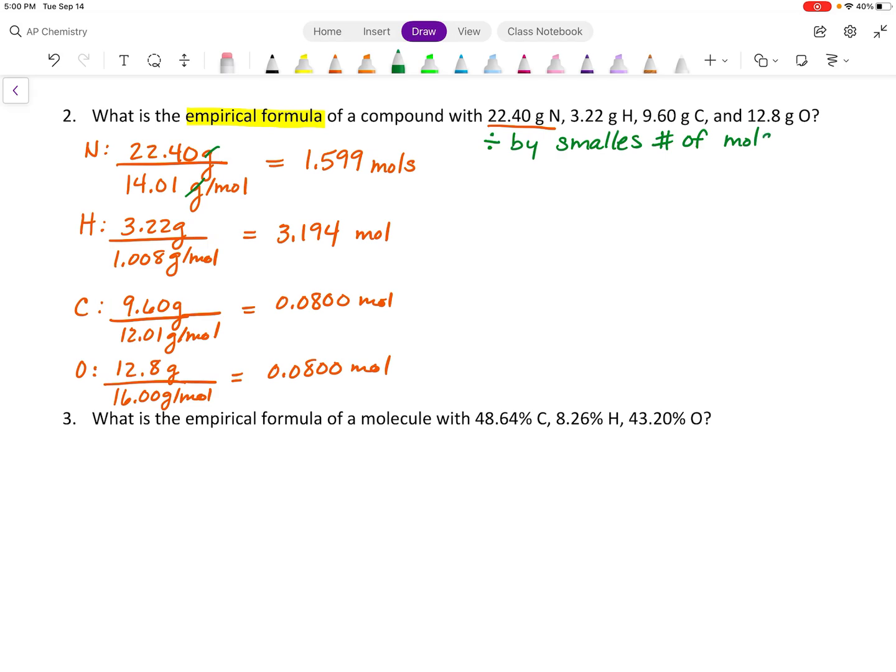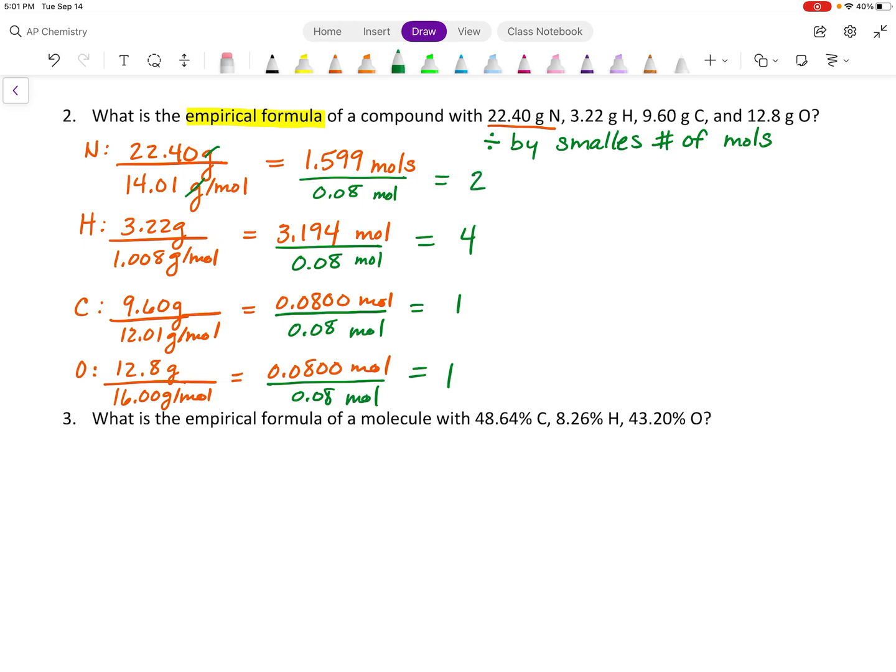So when we look and compare these, we see that 0.08 is for carbon and oxygen, but that's the smallest value. So we're going to divide all of these by 0.08. And again, that's moles, so we're going to cancel moles. We're really just getting the ratio of elements to one another in this compound. So of course the bottom two are both going to be 1, and then the other two, we're going to have 4 for hydrogen and 2 for nitrogen.